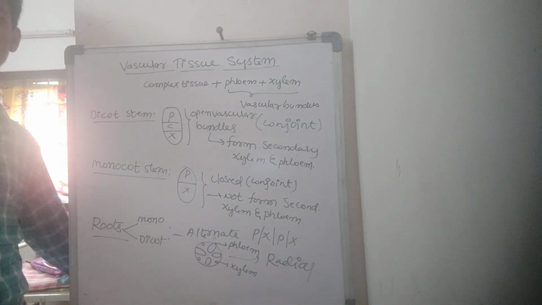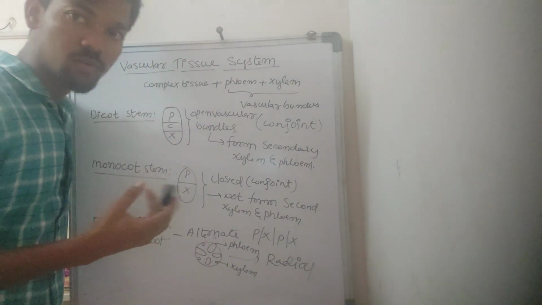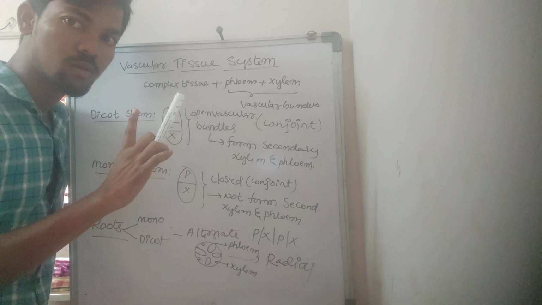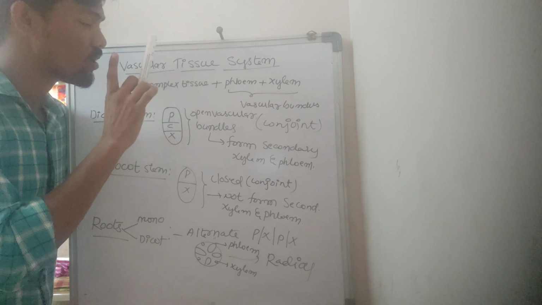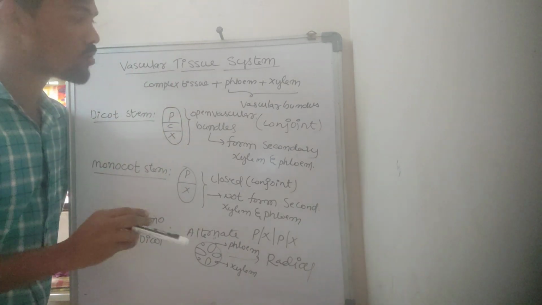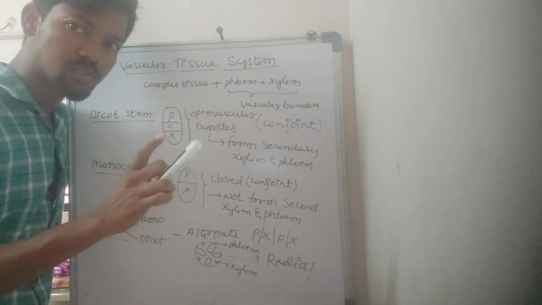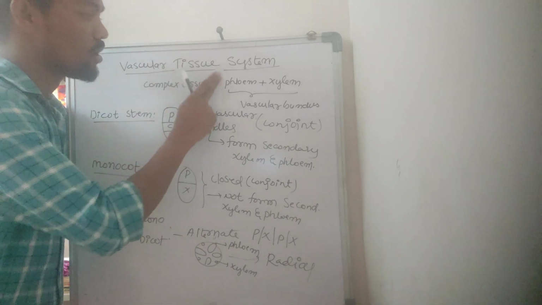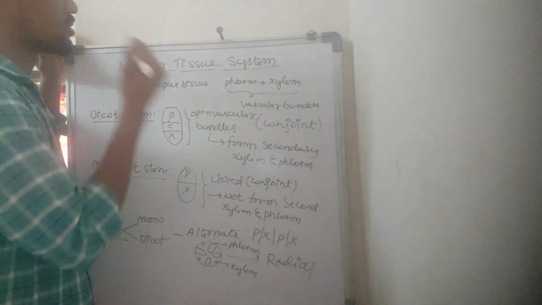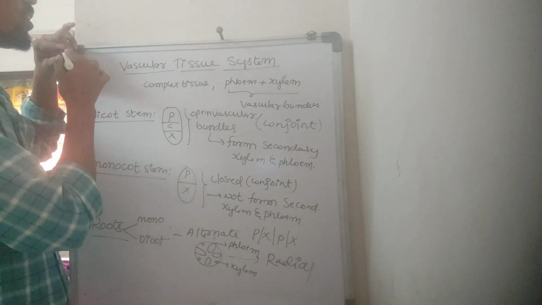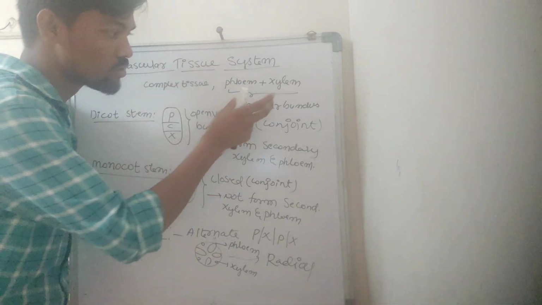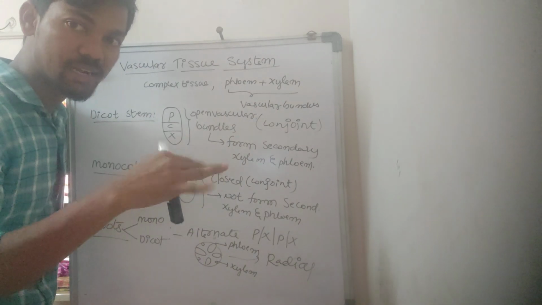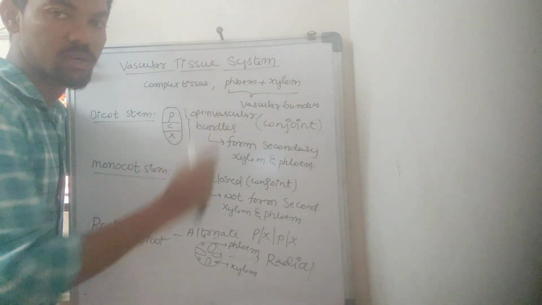Okay guys, come to the next one, the vascular tissue system. The epidermal tissue system is over, the ground tissue system is over, and the vascular tissue system is going on. The vascular tissue system consists of complex tissues, phloem and xylem. Both phloem and xylem are collectively called vascular bundles.